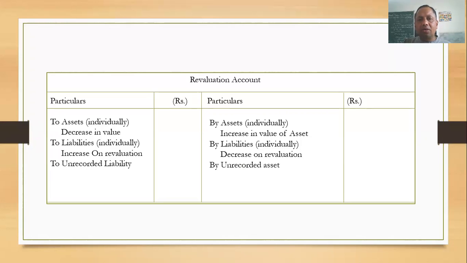The next is unrecorded assets. When the value of assets is increased and assets are not recorded, in addition we find that certain assets are not recorded at the time of preparing the old balance sheet. So at the time of the admission we find that some assets are not recorded in the balance sheet, so they are to be recorded because they increase the value of assets. The whole value of the asset is shown as unrecorded asset. So it also increases the value of assets.